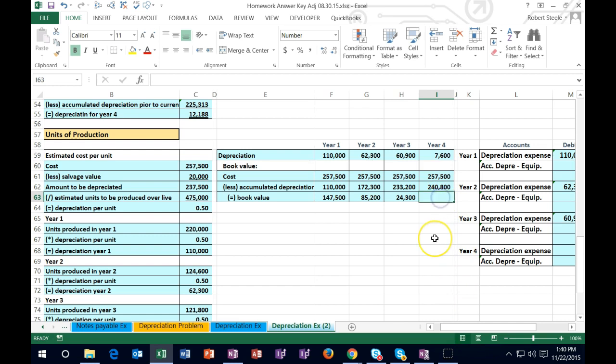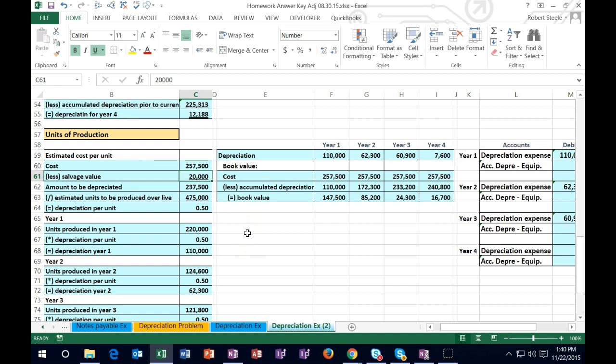Then we're going to subtract this out. That equals the cost, 257.5, less the depreciation expense, accumulated depreciation of 248, giving us a book value of 16.7. Now, is there a problem? There is a problem with this 16.7. That problem is that it is below the salvage value, which we don't want to do.